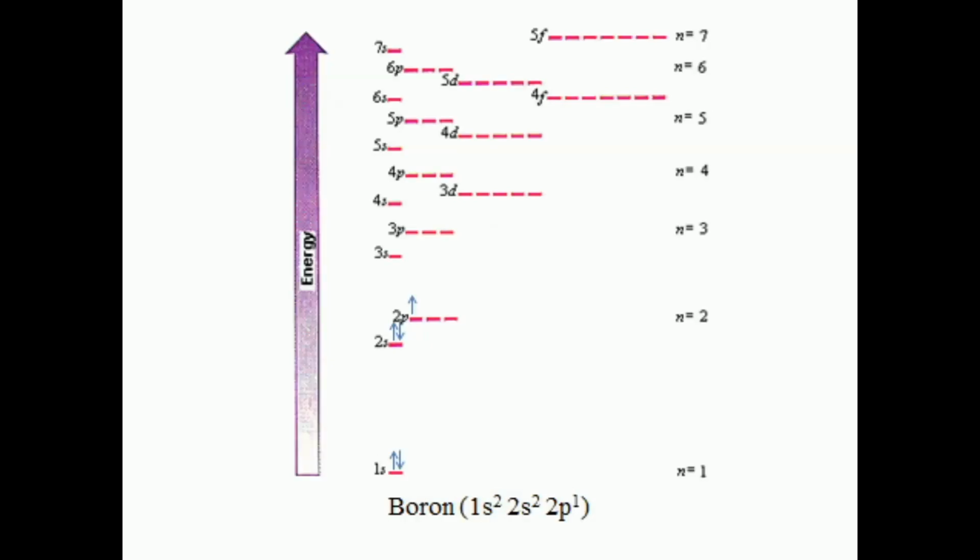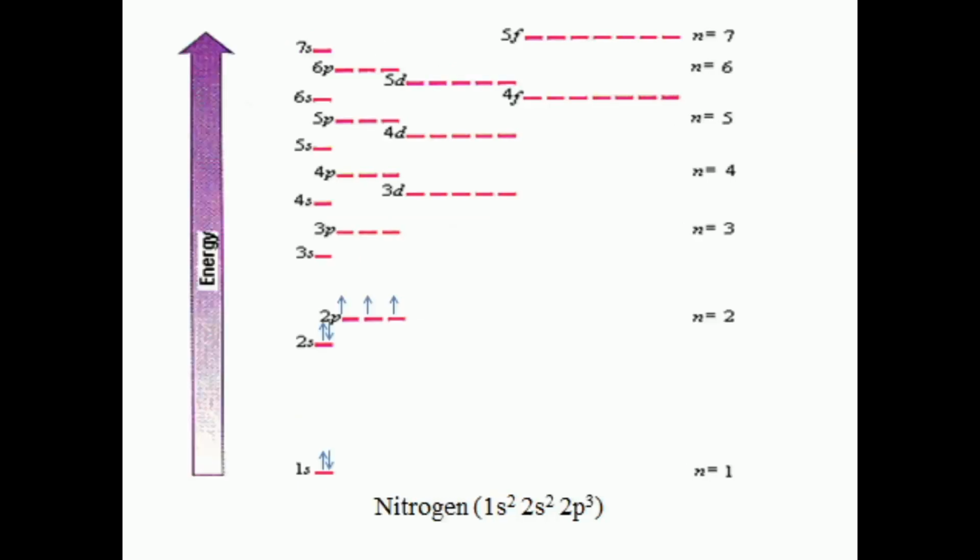Boron puts its 5th electron into one of the 2p orbitals. Carbon puts 2 electrons into the 2p orbitals, and they are in different orbitals, both with the same spin. And nitrogen has 1 electron in each of the 2p orbitals, all with the same spin. Oxygen now has to pair one of its outermost or valence electrons into one of the 2p orbitals, while the other 2p orbitals each have a single electron.